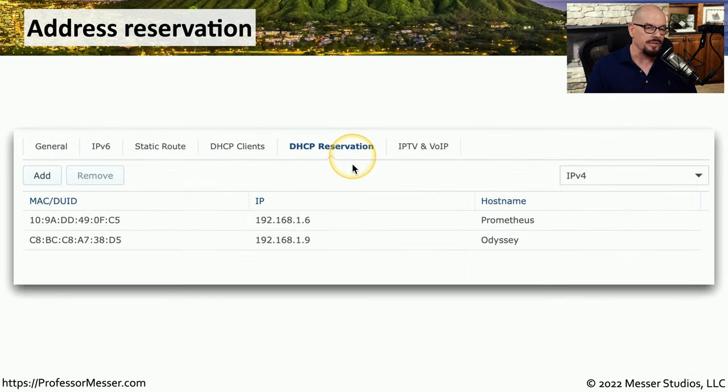Here's the DHCP reservation screen on my SOHO router. You can see there's a list of MAC addresses. There are IP addresses associated with those MAC addresses. And in this case, we can also associate a host name so that it's something we can easily recognize when we're making these configurations in our SOHO router.